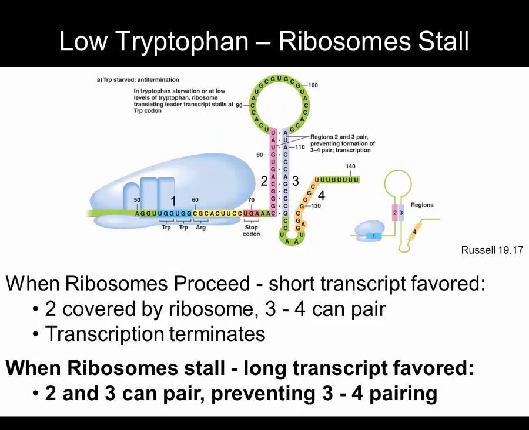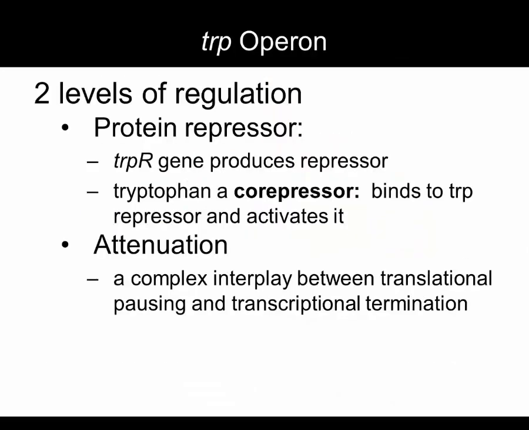However, when there is little tryptophan around, the ribosome stalls at the tryptophan codons, and doesn't reach region 2. As a result, regions 2 and 3 pair, forming an anti-termination loop. This loop does not stop transcription, and it leaves region 3 unavailable to form the termination loop with region 4. The polymerase is allowed to continue, and the structural genes are transcribed. So those are the 2 levels of regulation for the trp operon: a repressor-co-repressor system, and attenuation.